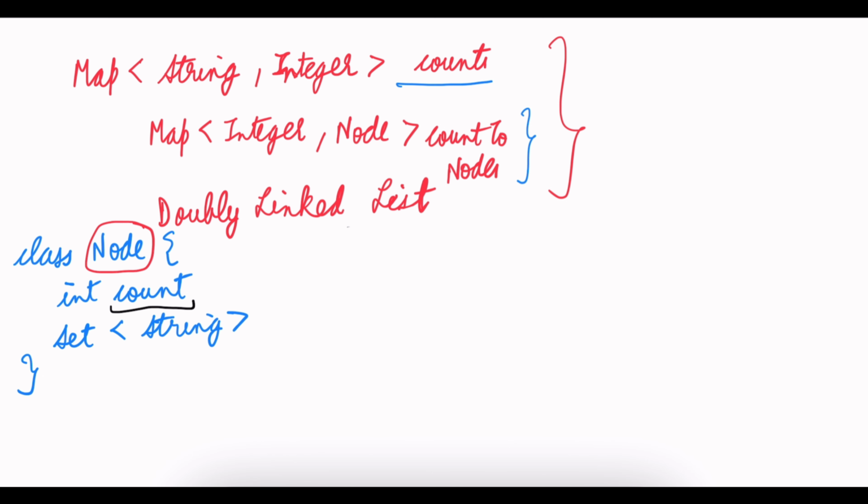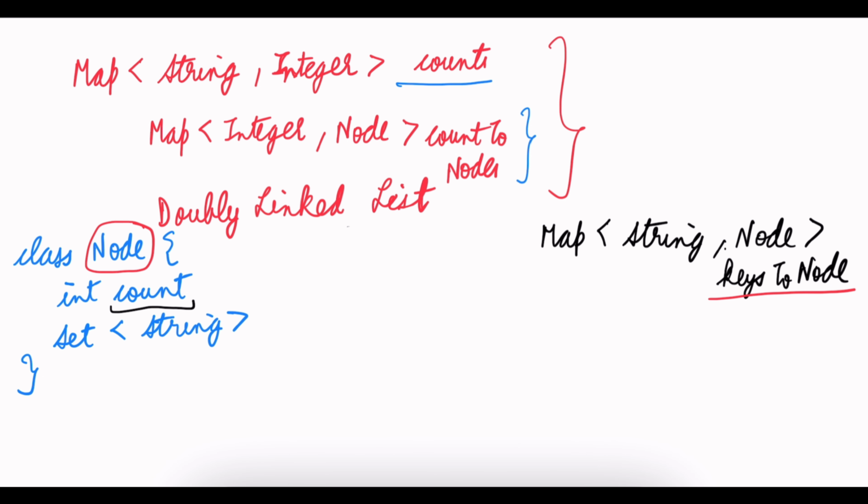So we can simply use a mapping from string to node, and this will help us save some space and avoid repetition. Let's call this map the keys to node map, and let's try to figure out how we can implement our functions. So now we have a mapping from string to node, and let's say the string ABC comes in for the first time and we have to update its count as 1.